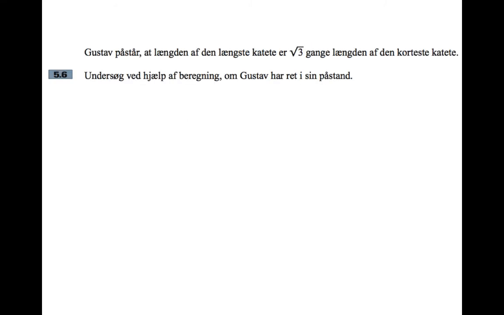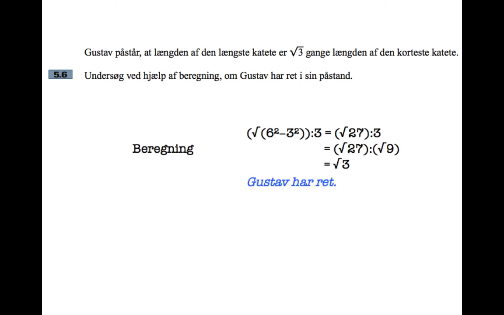Then 5.6, Gustav claims that the length of the longest side is 0.3 times as long as the length of the shortest side. Investigate with the help of a calculation whether Gustav's claim is correct. So what I've tried to do here, I've taken the longest side, which I already worked out to be 6 squared minus 3 squared. That was all the Pythagoras stuff. Divided it by the shortest side, which was the 3, and see what I get. So that was the 6 squared minus 3 squared comes out to be 27. So we've got the square root of 27 divided by 3.